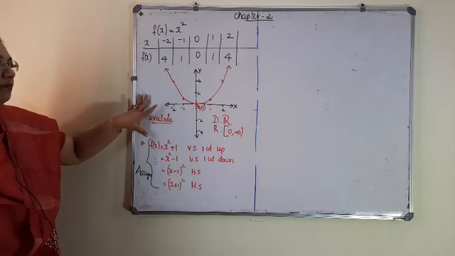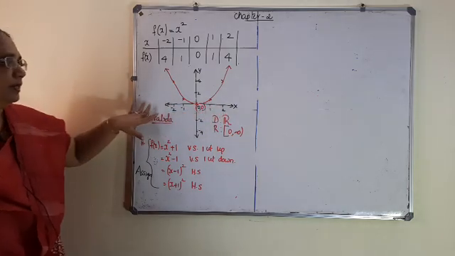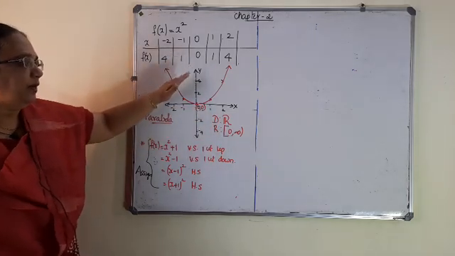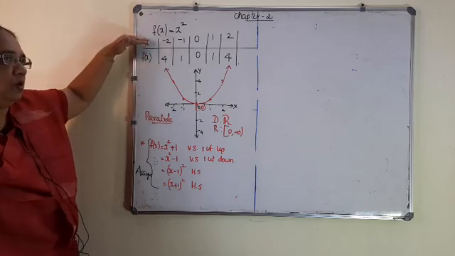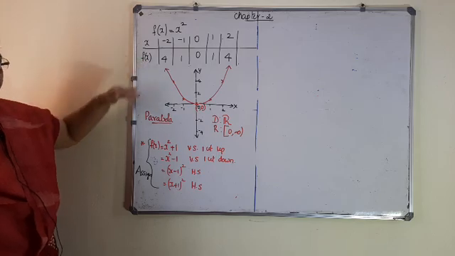So for the standard form of the parabolic function, the domain is a set of all real numbers, whereas the range is from 0 to infinity. Domain is always on the x-axis. Range is always on the y-axis.